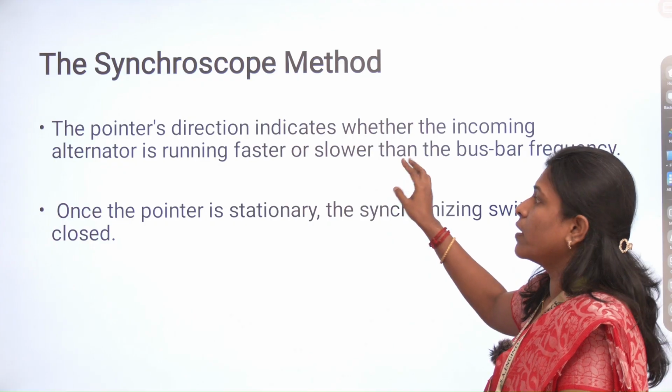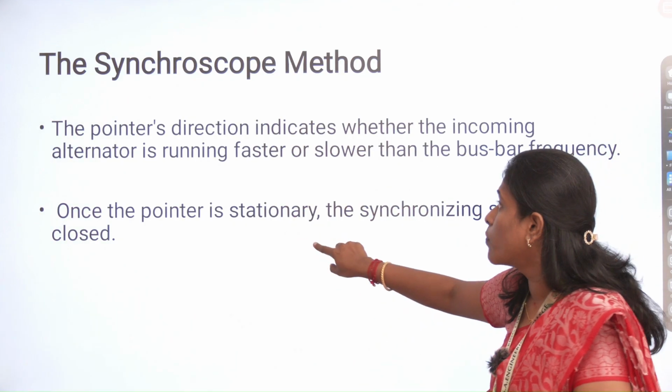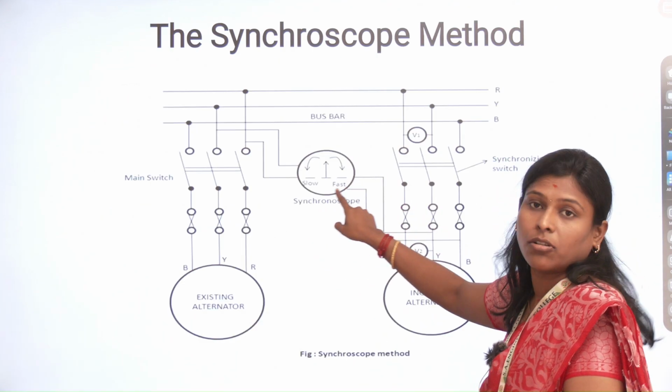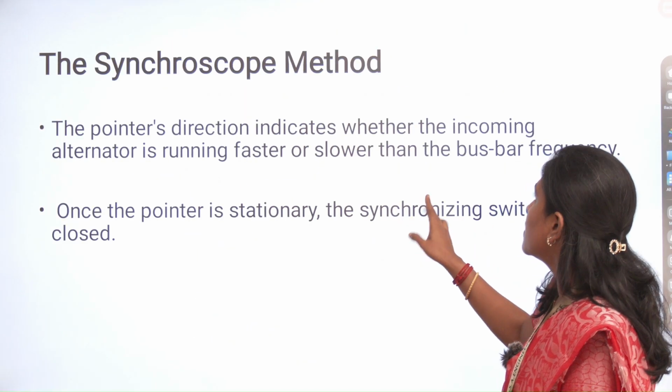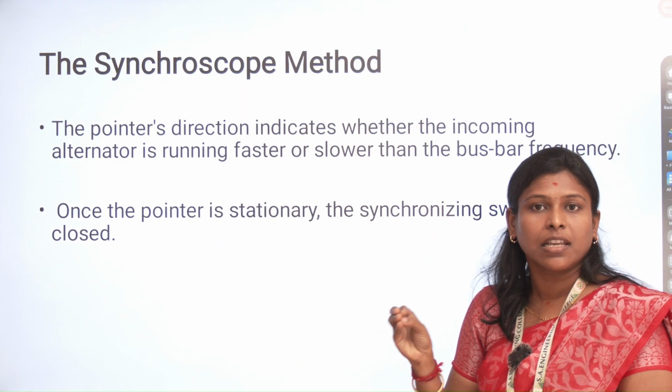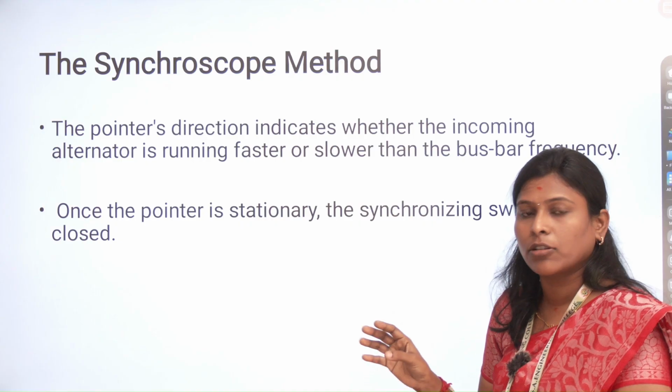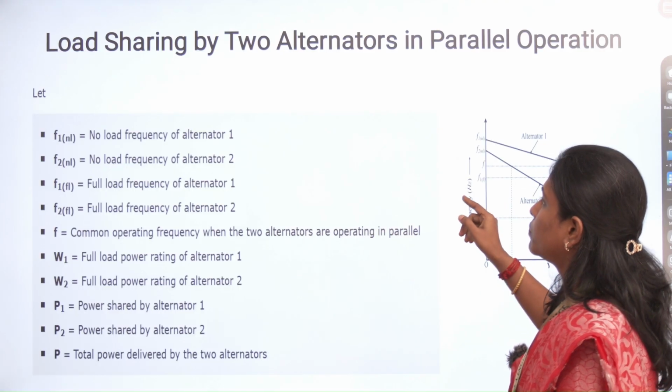Here, the synchroscope's pointer will indicate whether the alternator is running slow or fast, and at that time we can close the switch.